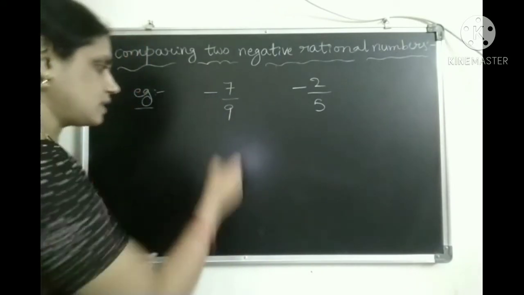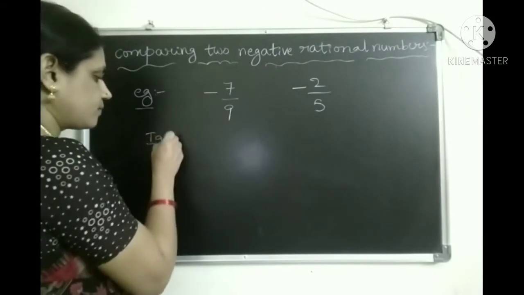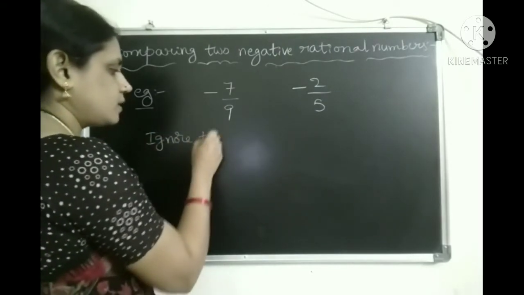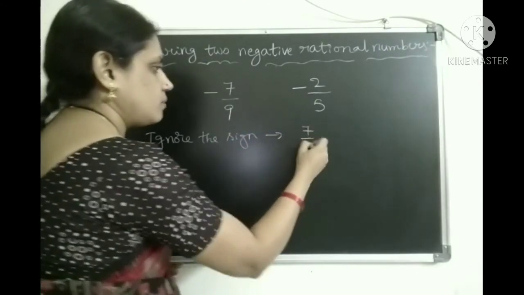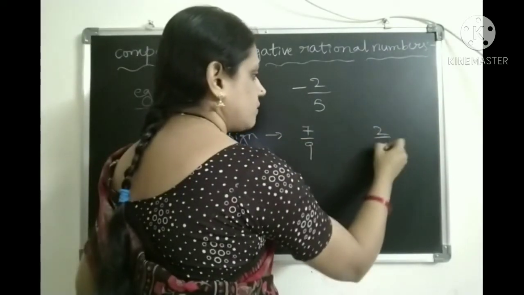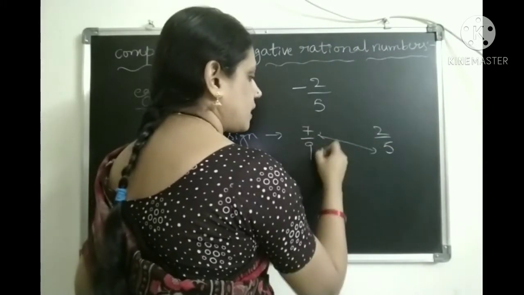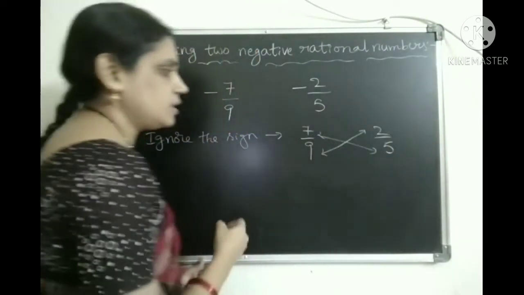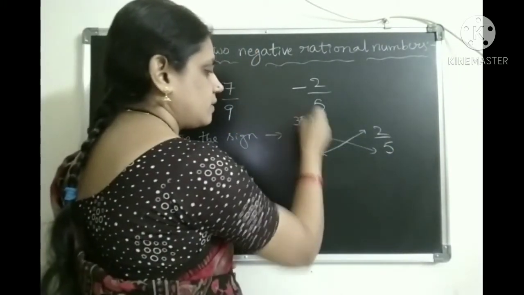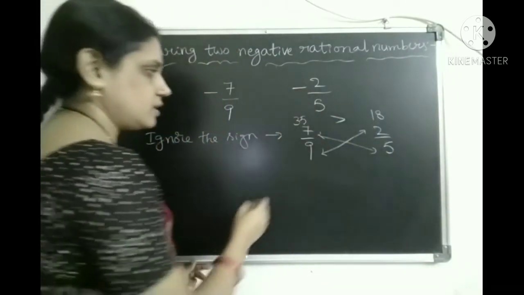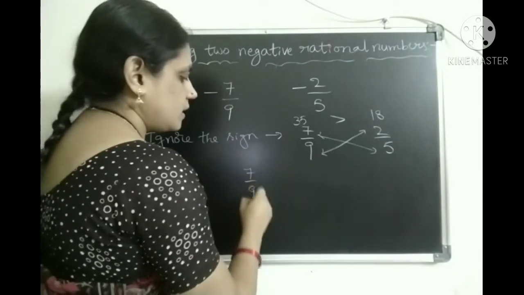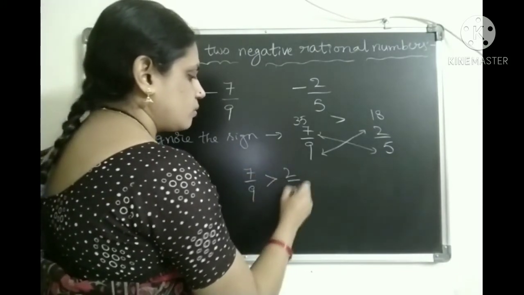How it is, we will see. Ignore the sign, that means ignore the negative sign here. So 7 by 9 and 2 by 5. Now just like fractions we have to do cross multiplication. 7 fives are 35, 9 twos are 18. 35 is greater than 18. So 7 by 9 is greater than 2 by 5.